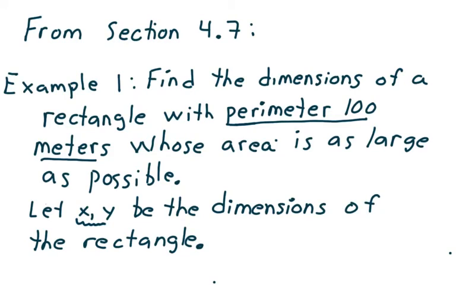This is a video from section 4.7. Example 1 says to find the dimensions of the rectangle with perimeter 100 meters, whose area is as large as possible. So we're going to let x and y be the dimensions of the rectangle.